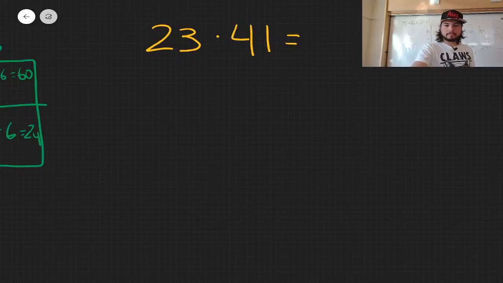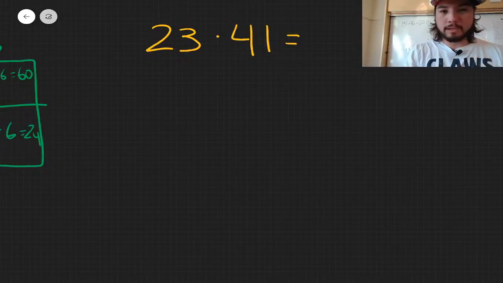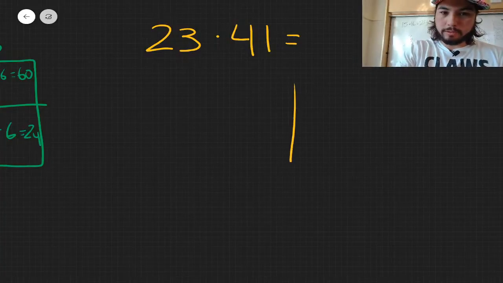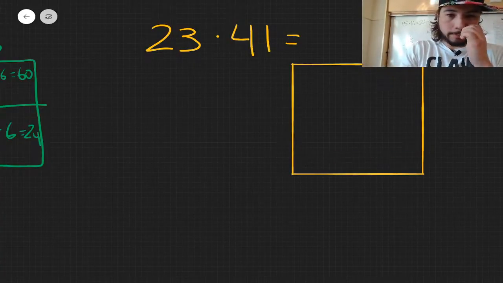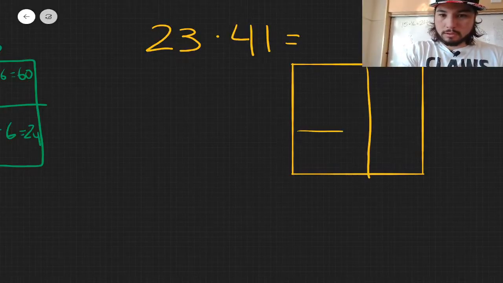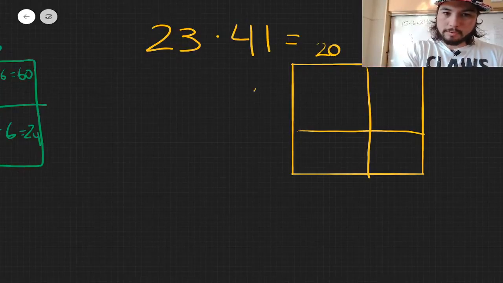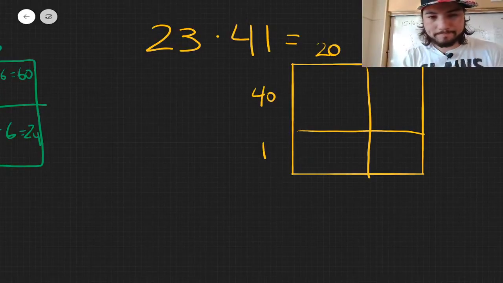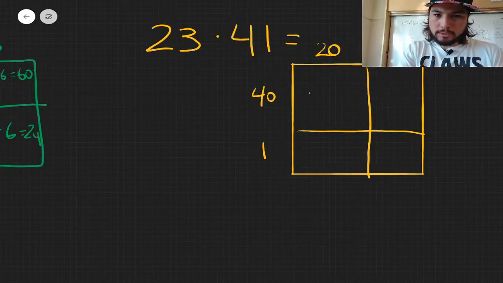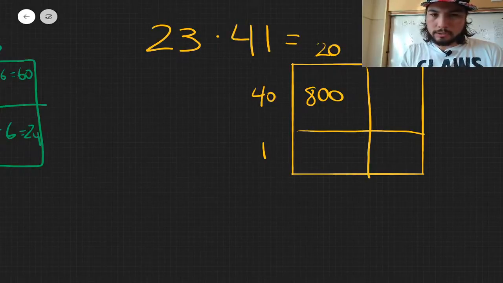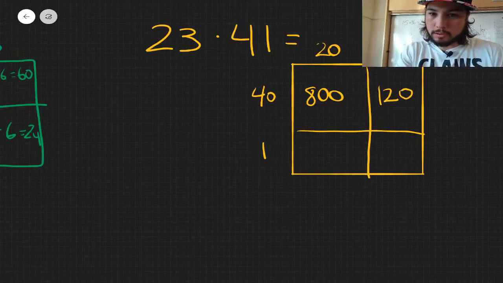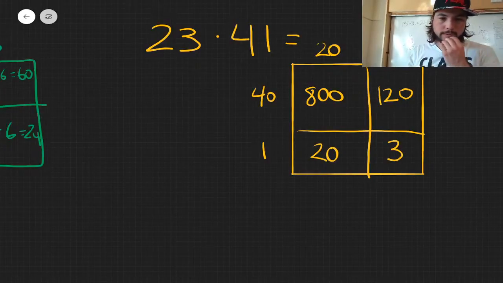So let's try this. I'm going to do my comfortable method first, and then I'm going to do my uncomfortable method of the standard algorithm. So here's my rectangle. Divide it up. 20 plus 3, 40 plus 1. So we have 20 times 40, or 2 times 4, with our 2 shortcut zeros. 40 times 3, or 4 times 3, with 1 shortcut 0. 20 times 1, well, that's just 20. And then 1 times 3, that's just 3.